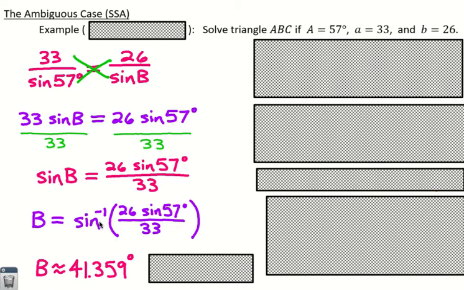So again, there's an angle in quadrant 1 that could make this true, and there's also an angle in quadrant 2 that could make this true. So if that's the angle in quadrant 1, what would be the other possible angle in quadrant 2? Well, I will draw a picture now. I definitely think a picture could help in this situation.